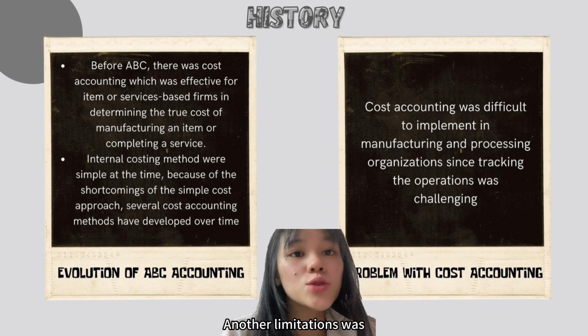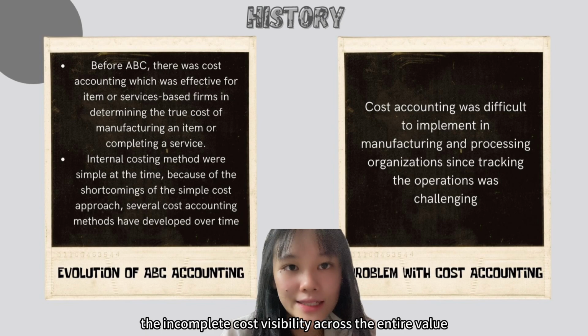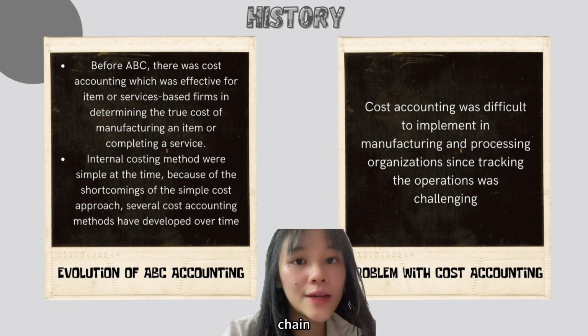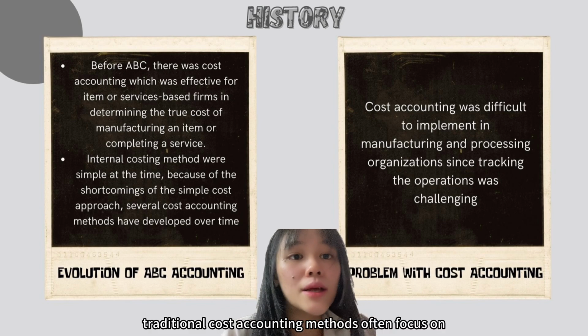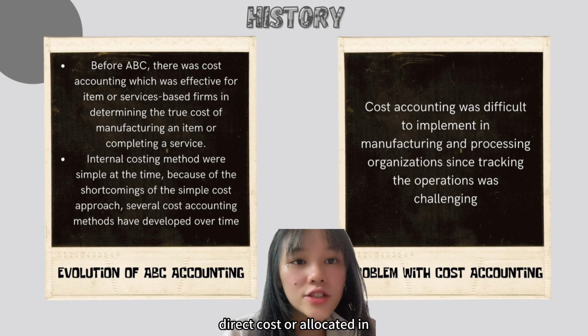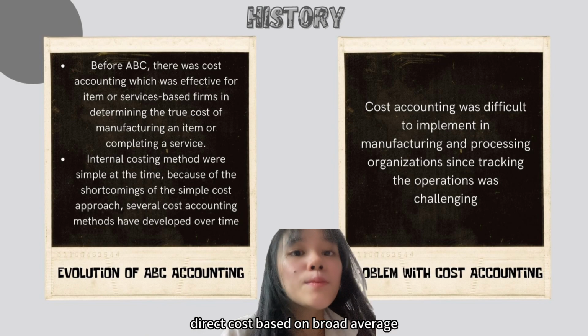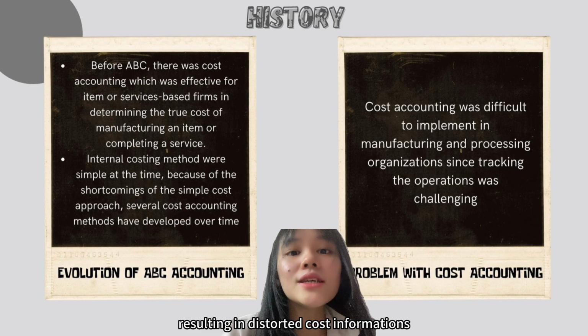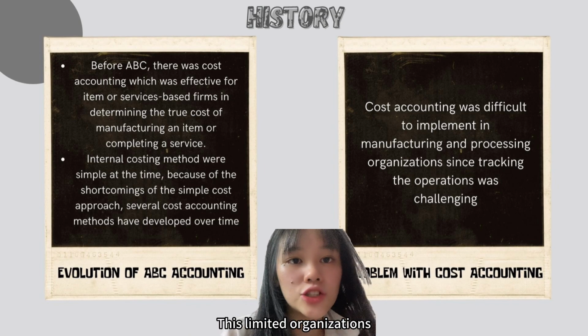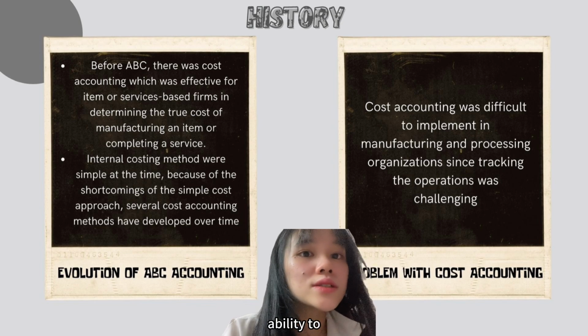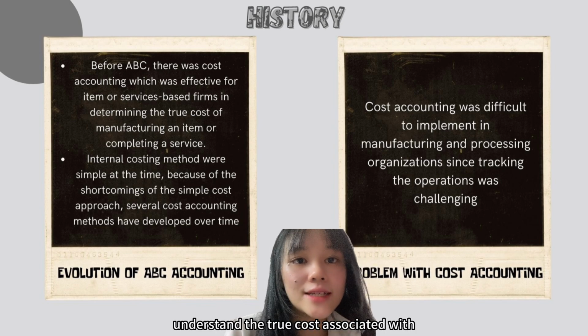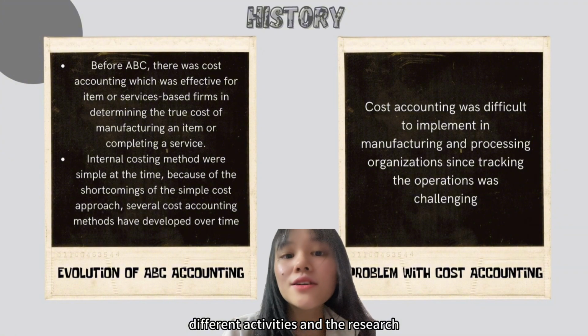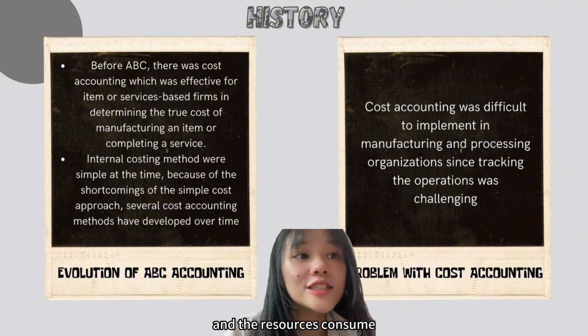Another limitation was the incomplete cost visibility across the entire value chain. Traditional cost accounting methods often focus on direct costs or allocated indirect costs based on broad averages, resulting in distorted cost information. This limited organizations' ability to understand the true costs associated with different activities and the resources consumed.